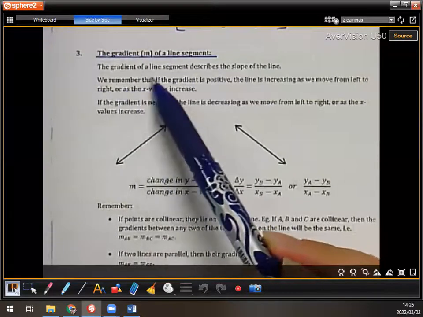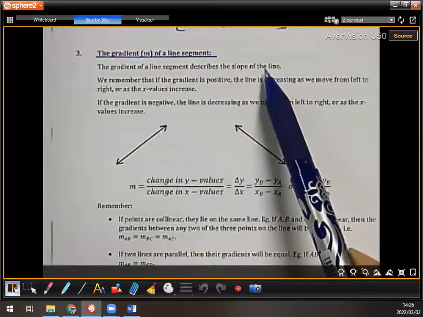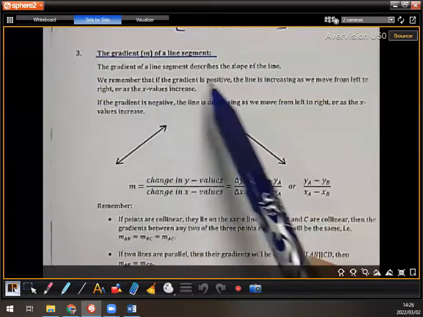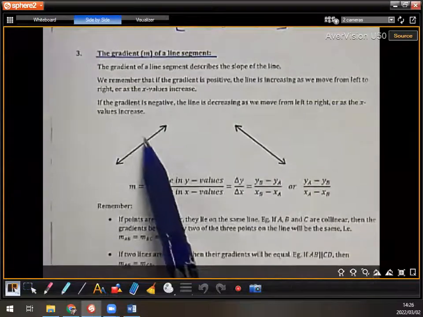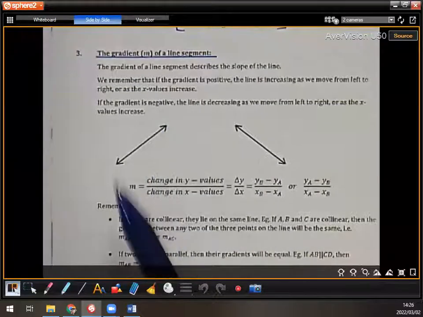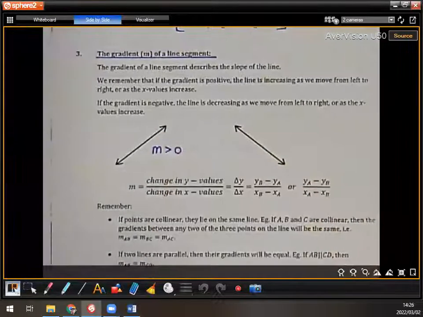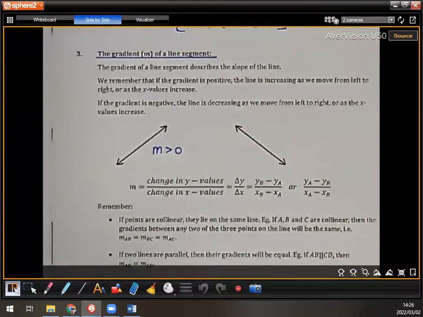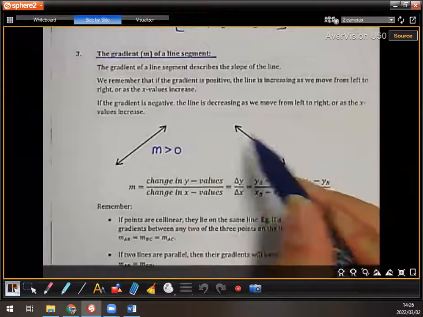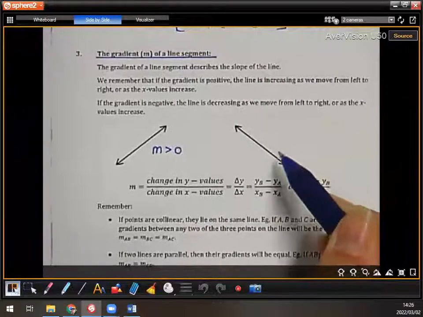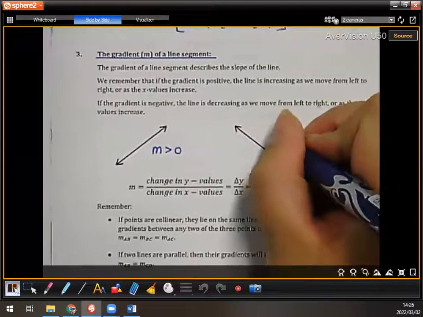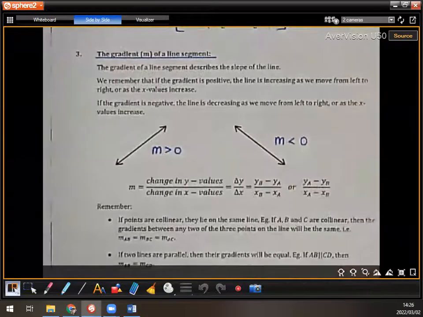So the gradient of a line segment, I've summarized some things here. It's saying that the gradient of a line segment describes the slope of the line. We remember that if the gradient is positive, the line is increasing. So this has a gradient that is bigger than 0, that is positive. It's literally going up. A line that is decreasing like this, going down, will have a negative gradient. So like -2, the actual value of that gradient will be a negative number.